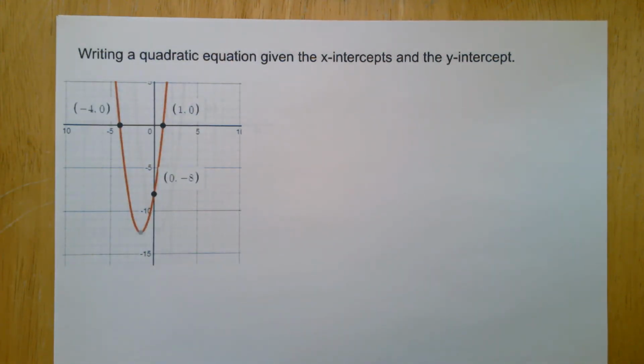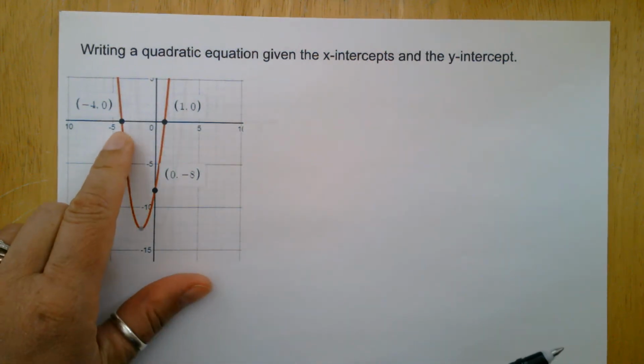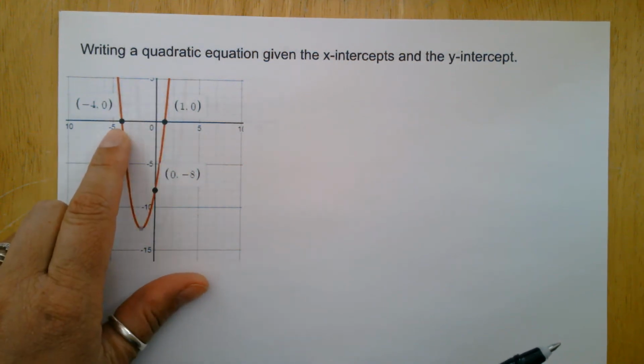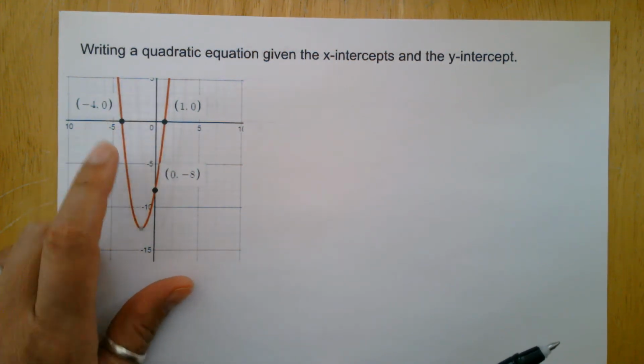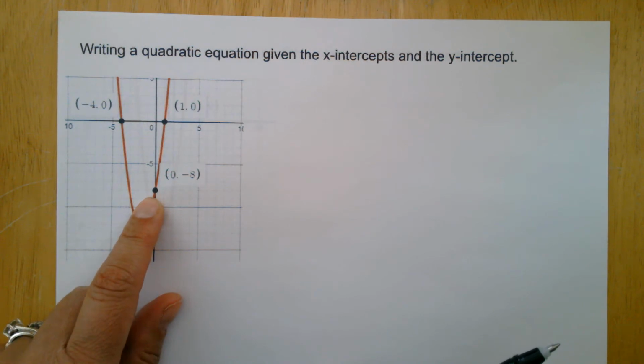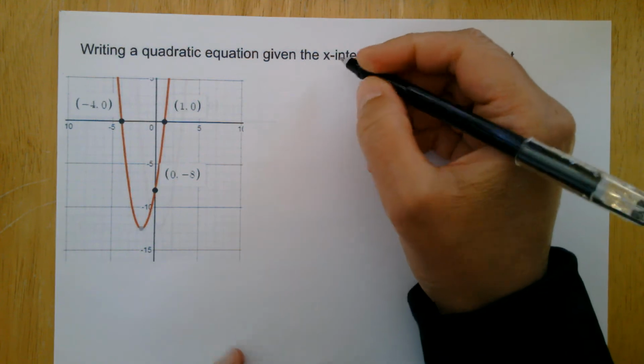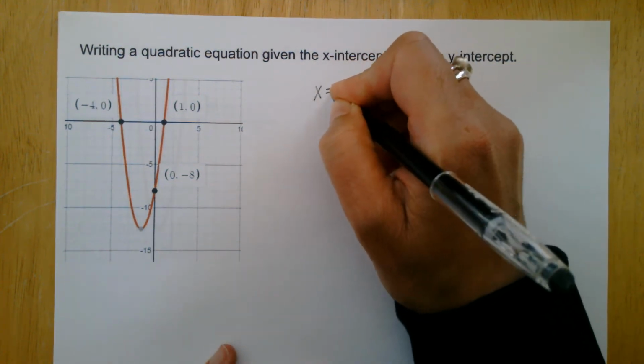Writing a quadratic equation given the x-intercepts and the y-intercept. So notice here's the first x-intercept and the second. I read my graph always from left to right. That's why I labeled this as the first one. And I also have my y-intercept. This is 0, -8.